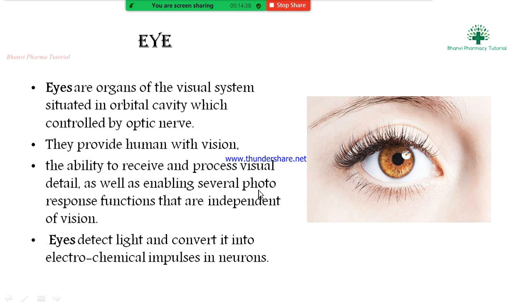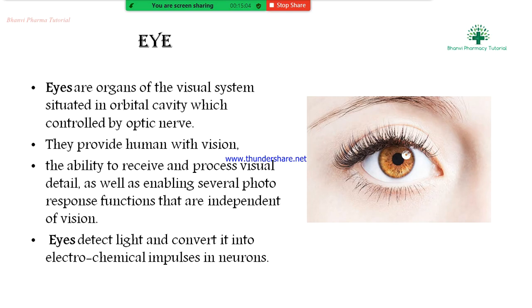Okay. The next sensory organ is the eye. It is the most important sensory organ. The eye is the organ of the visual system, situated in the orbital cavity, and controlled by the optic nerves.